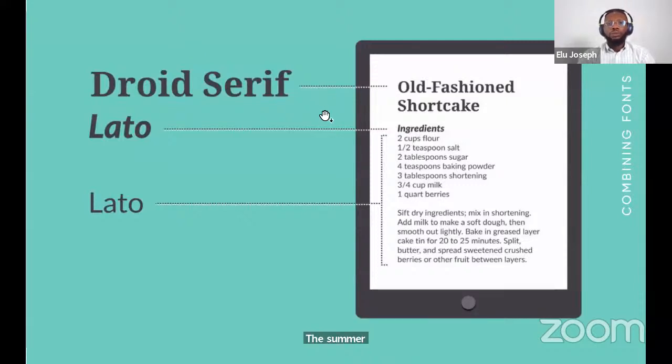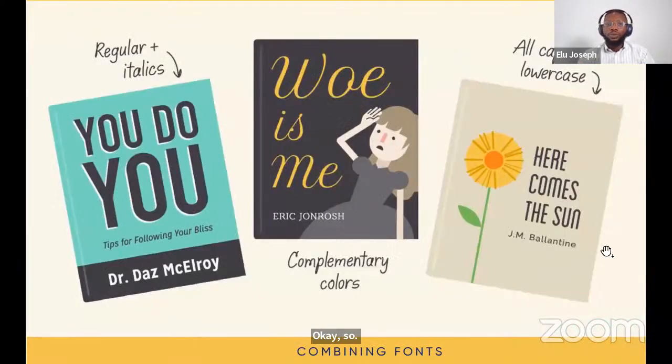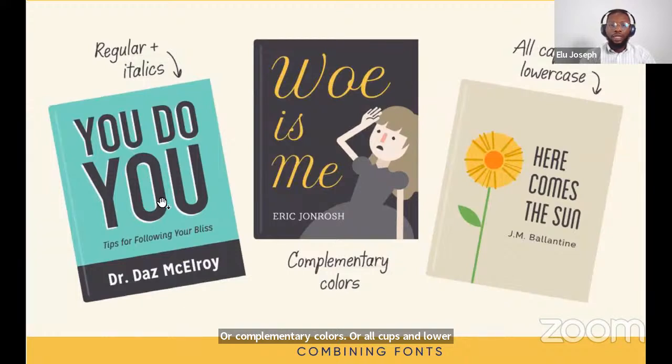Okay, so now these are different ways to decide which one to use. Regular and italics, or complementary colors, or all caps and lowercase. Now, if you look at the first book here, you see "you do you" is a different font. Then under it, where we have "tips for following your bliss", is an entirely different font. So those are two font pairings there.